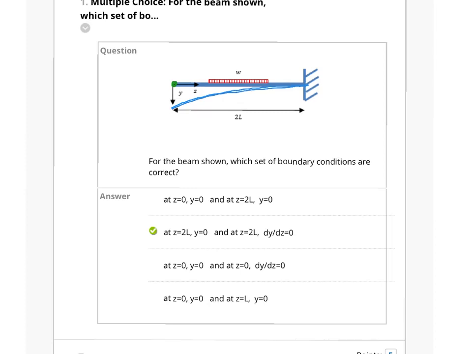So we don't know what this deflection or the rotation is at this free end at the left, but we do know at the support conditions here we have got our displacement 0, and also the slope of this line at this point is also 0. So dy/dz equals 0 at this point. That is happening only at z equal to L. So if we look at all these conditions, our second option here is correct.